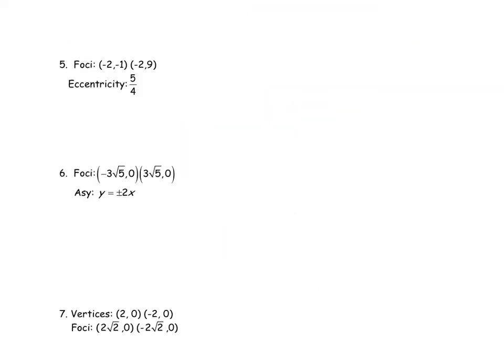Okay, for this one I've given you foci at negative 2, 9 and negative 2, negative 1, and then eccentricity. So the fact that the two foci are here does still tell me enough information to know that these are hyperbolas that are going to open up and down. And I can also find the center. Remember, the center is directly between the foci. So if the total distance between the foci is 10, halfway between is going to be 5, and that's going to put my center at negative 2, 4.